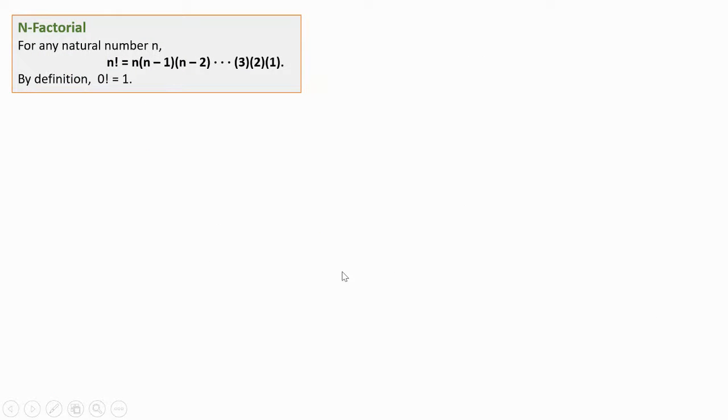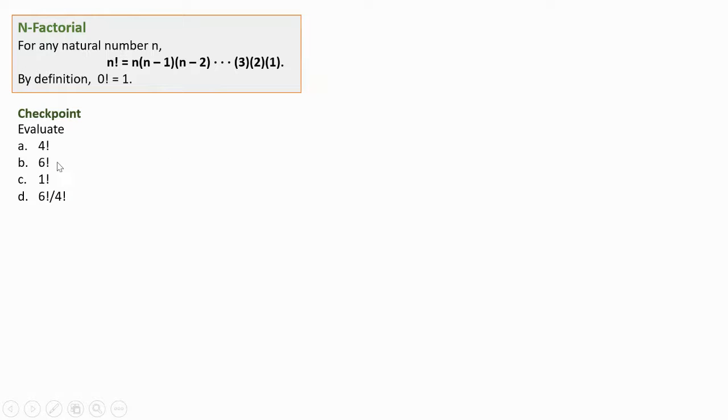Now, this is called n factorial. For any natural number n, n factorial is n, and then you subtract 1 from n and so forth until you get to 1. And by definition, 0 factorial is equal to 1.